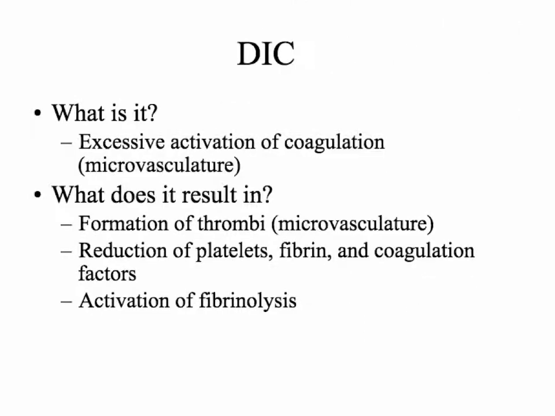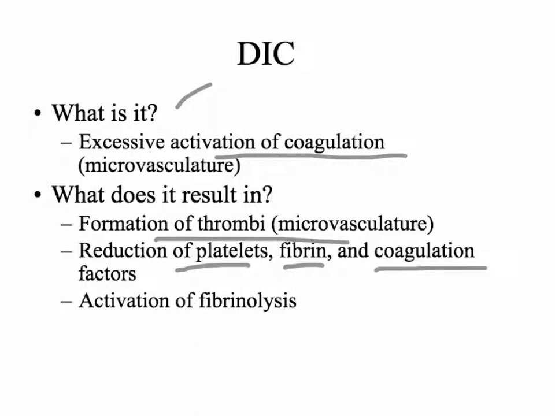Alright, now that we understand the clotting cascade, we can talk about disseminated intravascular coagulation a little bit deeper. What is it? It's excessive activation of coagulation. So we already looked at one or two examples of that. In fact, we looked at the heparin-induced thrombocytopenia, and we also looked at the antiphospholipid antibody syndrome. So you end up with thrombi in the microvasculature, which reduce platelets, fibrin, and coagulation factors. And then you have activation of fibrinolysis, which further reduces coagulation factors and fibrin.